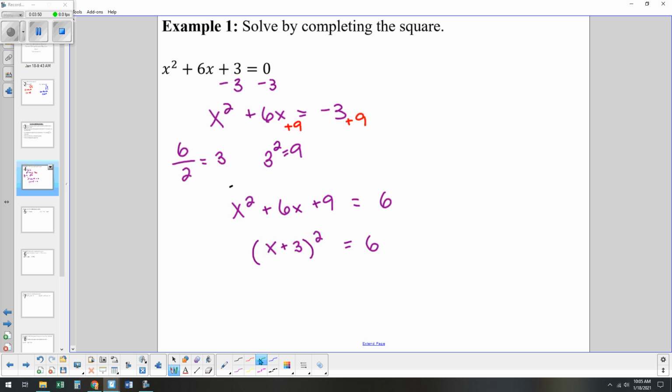So the only thing left to do now is to solve by taking square roots. So I'm going to take the square root of both sides. Remember, when I take the square root of x plus 3 squared, I just get x plus 3. Here I get plus and minus the square root of 6.